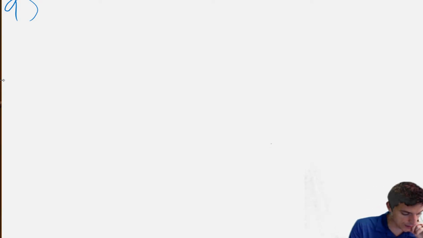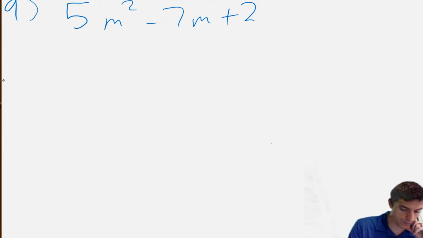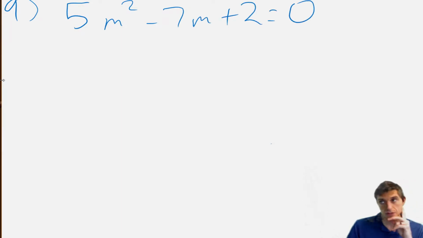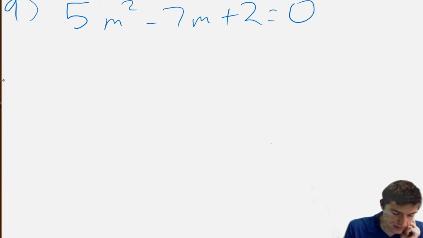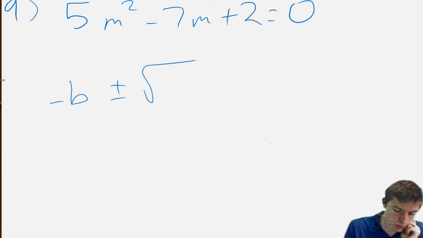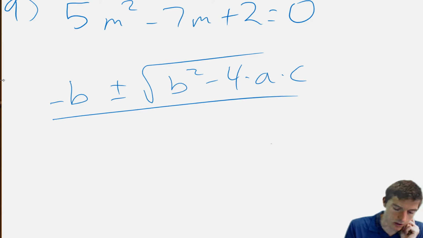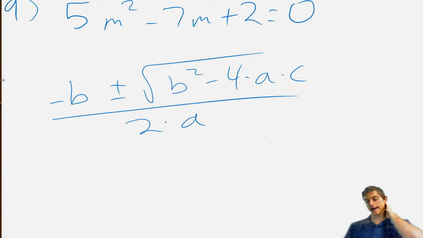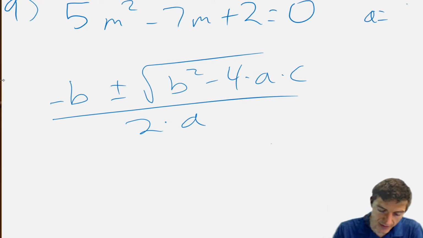So quadratic formula problems. So now what I want to do is solve this thing. I'm going to do number 9. Let's see here. So it's 5m squared minus 7m plus 2 is equal to 0. To solve this, the quadratic formula is negative b plus or minus the square root of b squared minus 4 times a times c, all over 2a. Now the a, b, and c in this problem are: the a value is 5, the b value is negative 7, and the c value is 2.